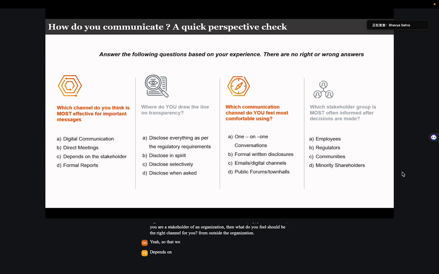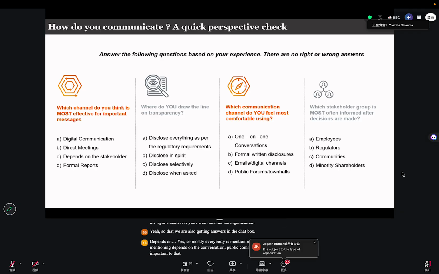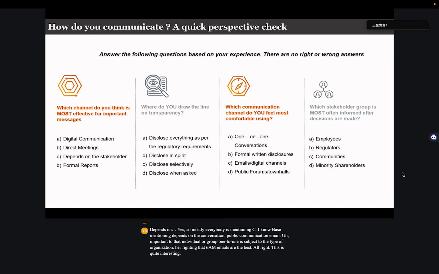We are also getting answers in the chat box, so mostly everybody is mentioning email. Arnab is mentioning it depends on the conversation: public communication, email, important to that individual or group, one to one, subject to the type of organization. If firing, then 6 a.m. emails are the best. All right, this is quite interesting. Understood, taken your points, and thank you for highlighting. These are all different perspectives that we would want to understand from you.